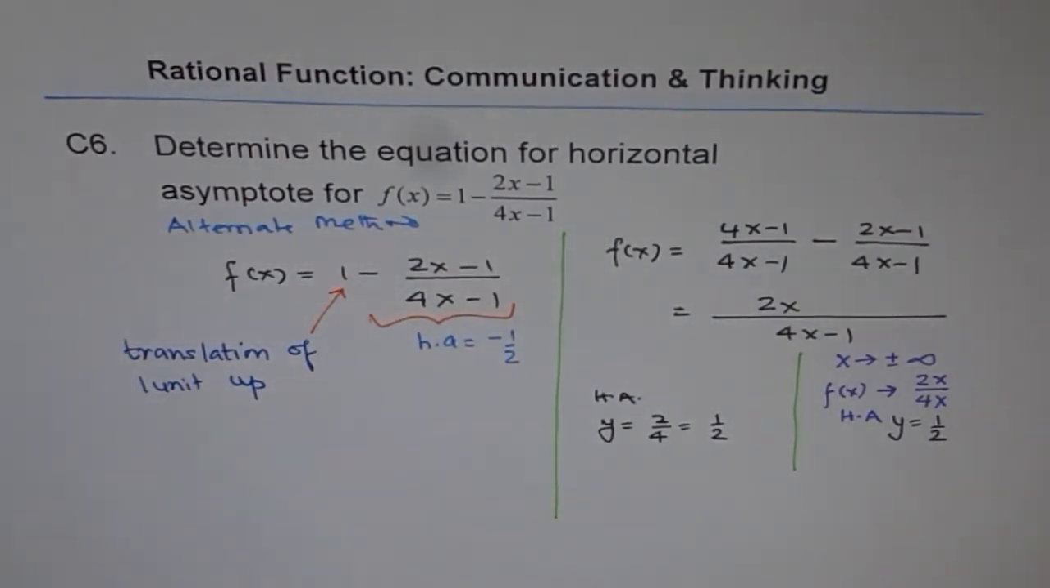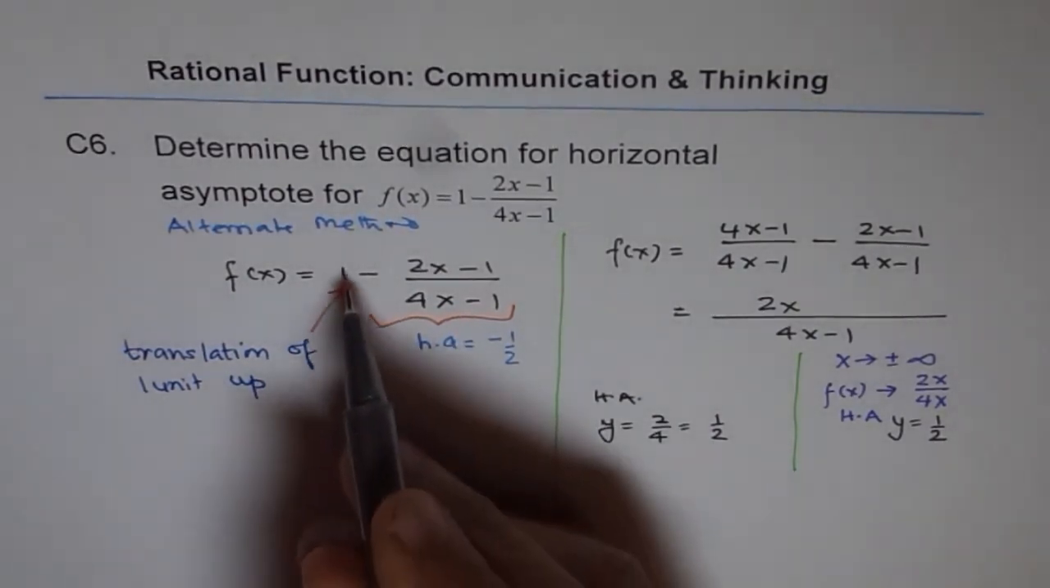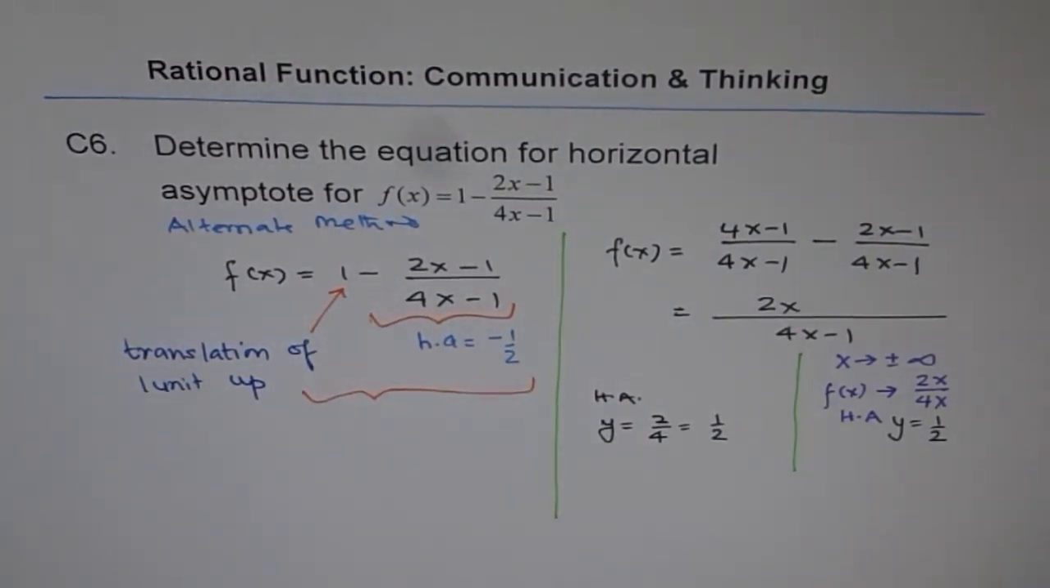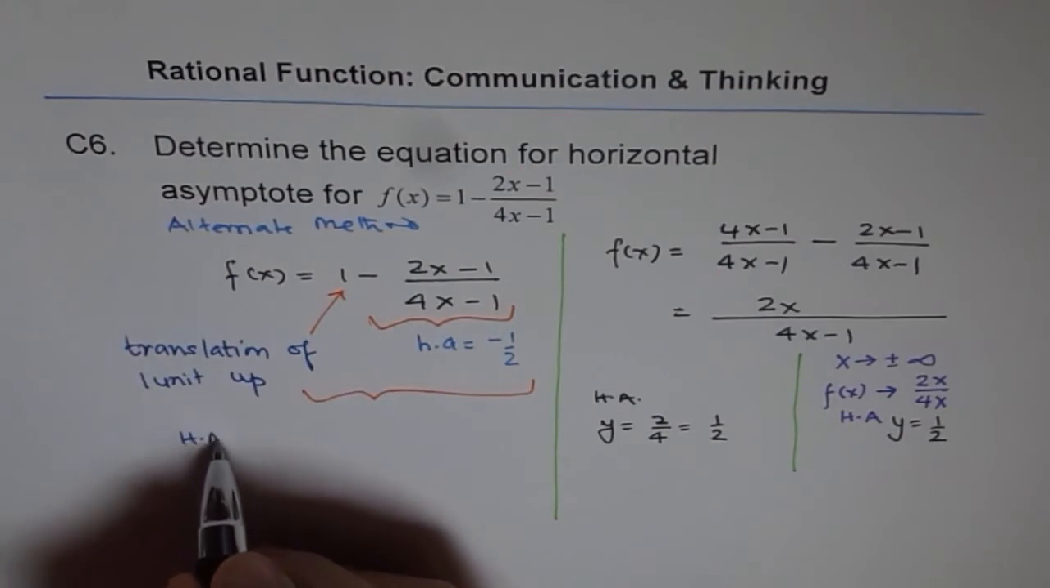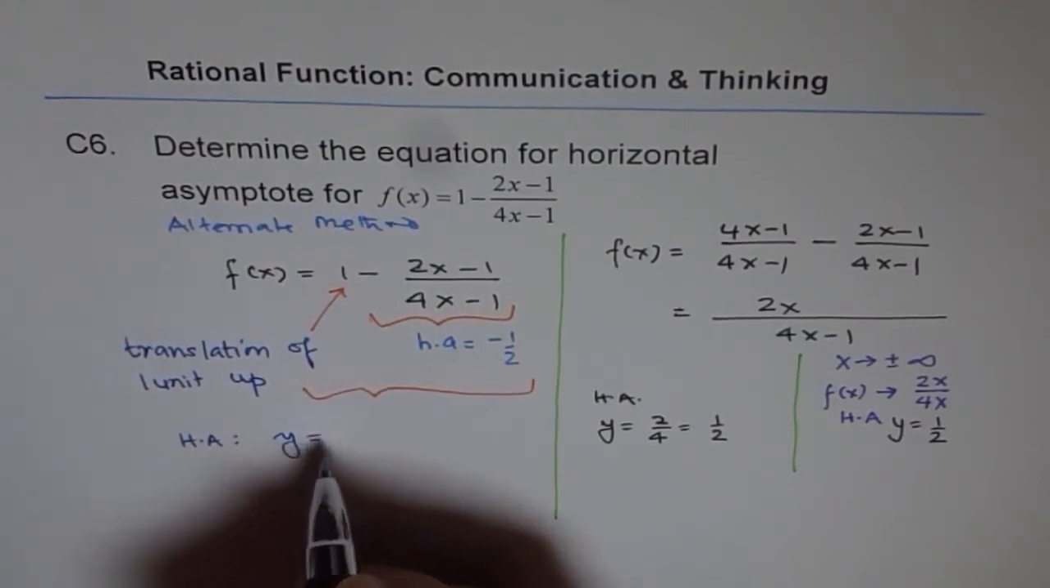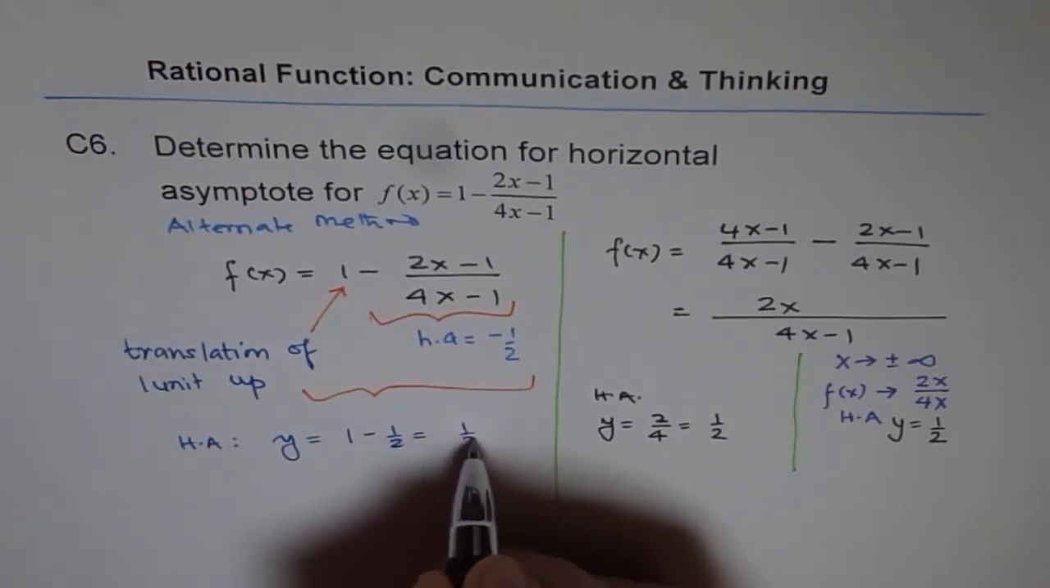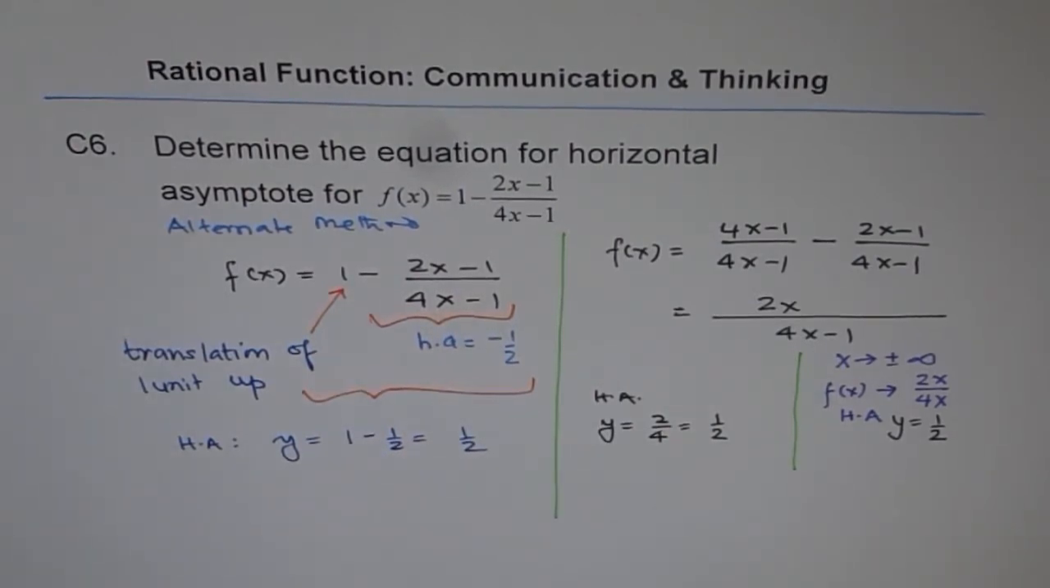But since our function is not just that, but the function is this plus this, our horizontal asymptote will be y equals 1 minus half, which is half. Do you see that? The same answer. So that is the way to look into it as a transformed function. Therefore, the horizontal asymptote for the given function is y equals half. Either way do it, okay? Thank you.